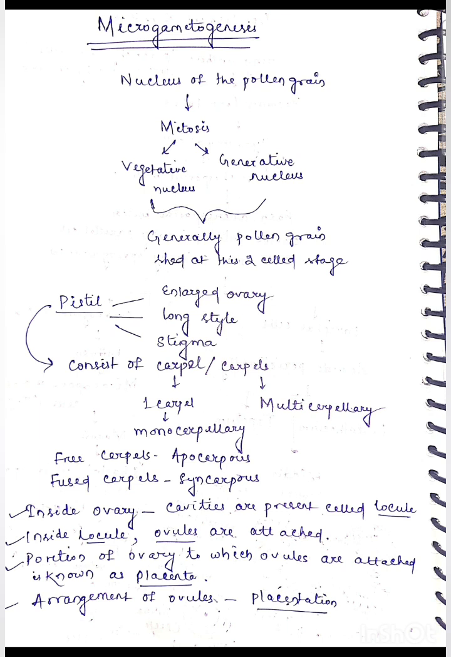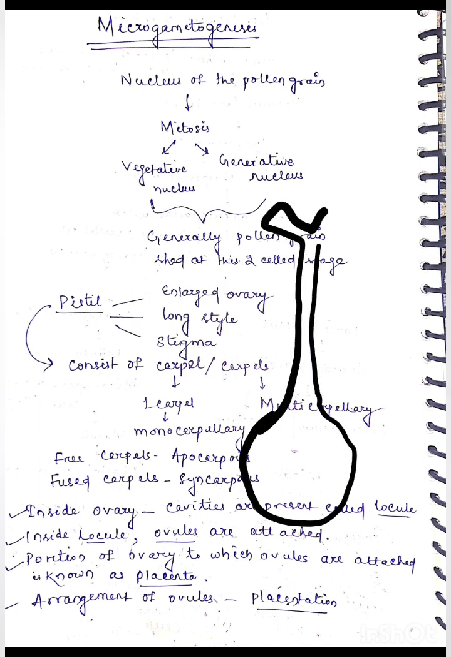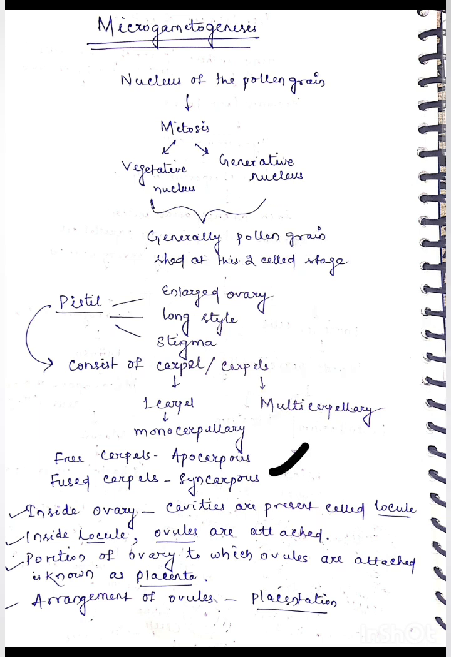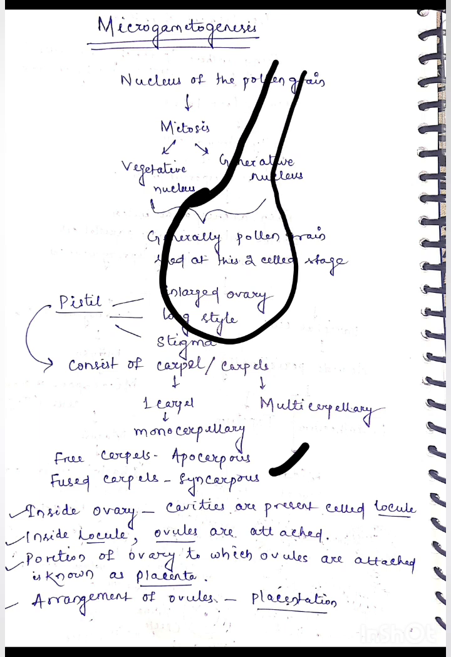Then the female reproductive system and its development. Pistil or gynoecium is the female reproductive part. It consists of an enlarged ovary, a long style and stigma, and sometimes it consists of one carpel, called monocarpellary. Some flowers consist of more than one carpel, called multicarpellary. Sometimes these carpels are free from each other, called apocarpous. Sometimes they are fused with each other, called syncarpous. Inside the ovary many cavities are present, called locules.